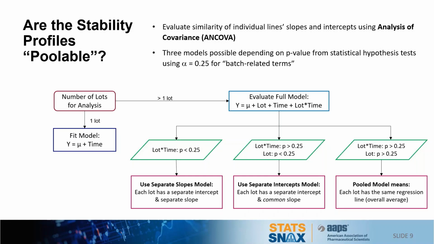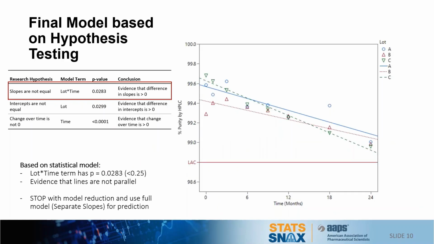Note that per ICH Q1E, other methods for estimating shelf life are acceptable, and those will be discussed in a later stats snack. For today, let's continue with this paradigm, also known as the fixed lot model, by looking at a few examples. As we just discussed, the model is based on the outcome of hypothesis tests on batch-related terms or lot-related terms. This table shows p-values from the full model fit to these three lots with individual regression lines shown in the figure here.